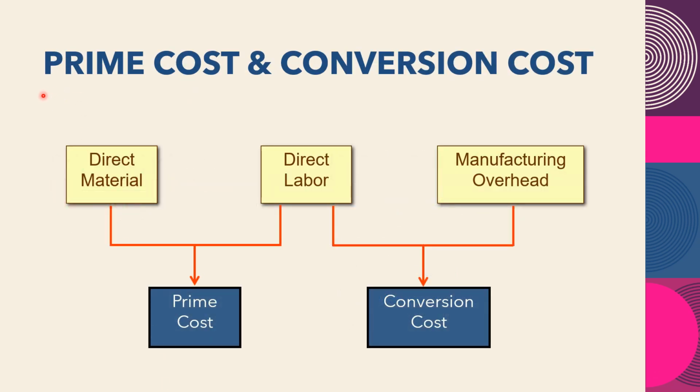Now let's talk about the prime cost and the conversion cost. Direct material and direct labor together are called the prime cost because they are the prime items to manufacture a product. Direct labor and manufacturing overhead together are called conversion costs because they are required to convert all the direct materials into product.